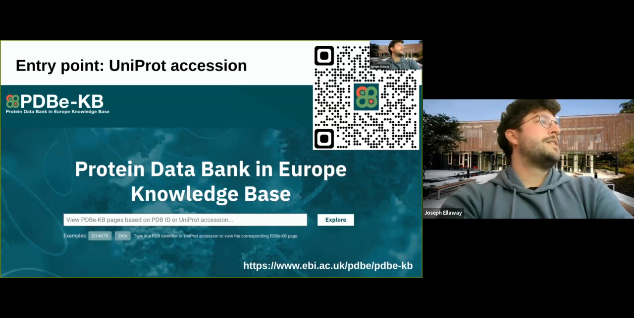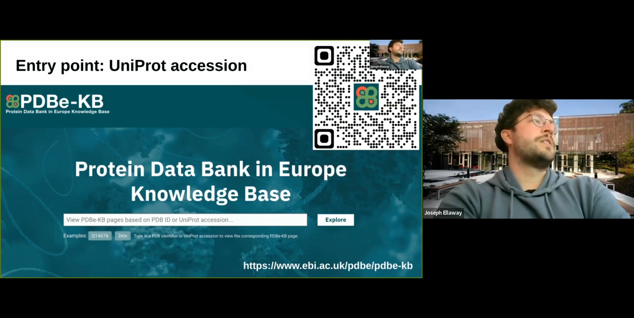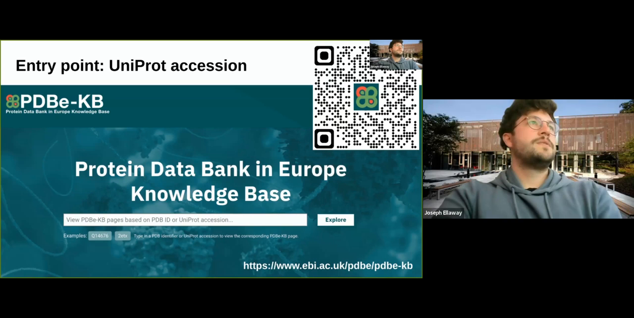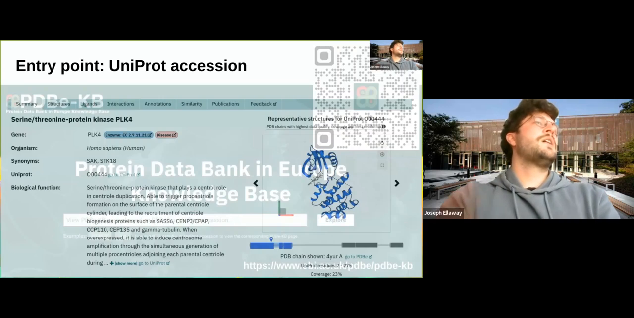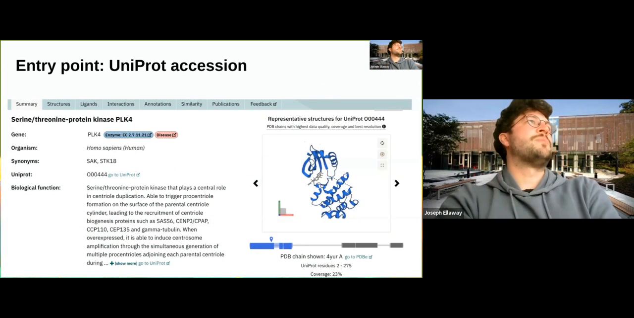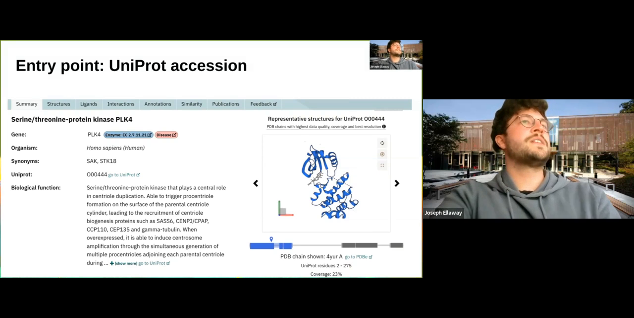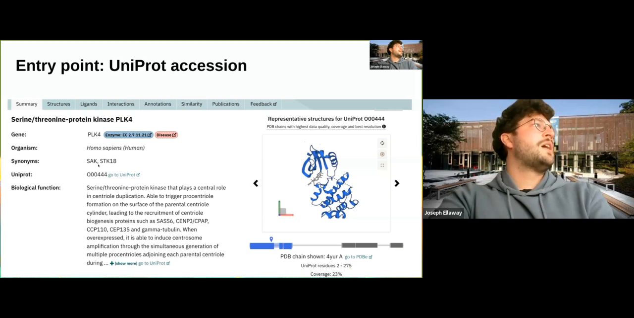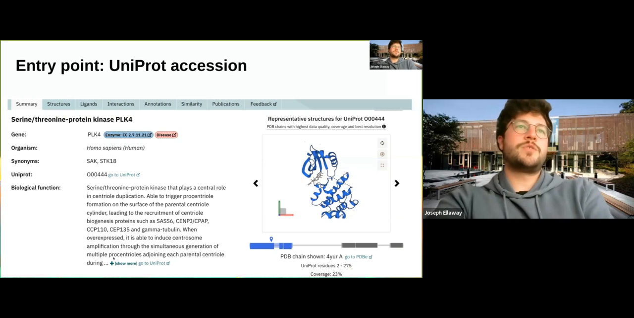So the landing page for the PDBe KB is what you'll see here if you follow either of those links. The first thing to do is to search by your PDB code, the 4-letter code, or the UniProt accession as well. When you search this, the first thing you'll land on is the entry page here. In this case, I'm using the serine threonine protein kinase as an example. You'll be given some information on the gene name, the organism, any synonyms for this protein, the UniProt accession, as well as a description of its biological function.